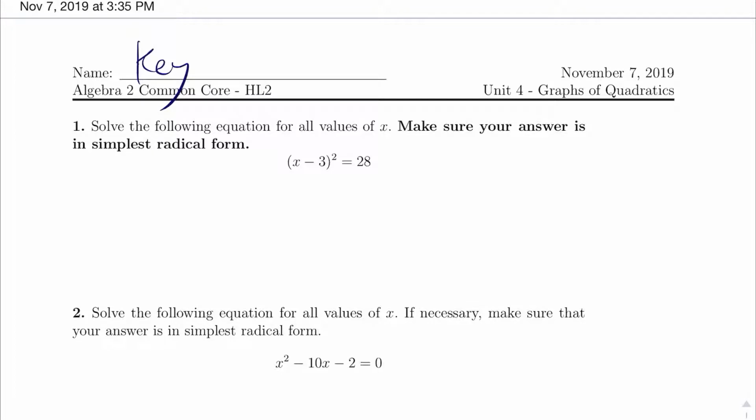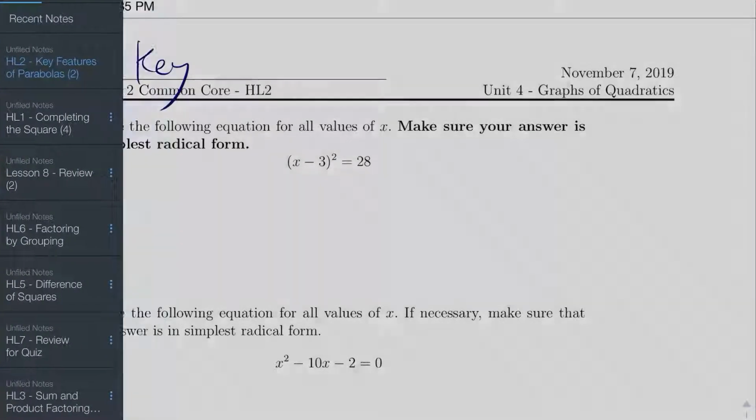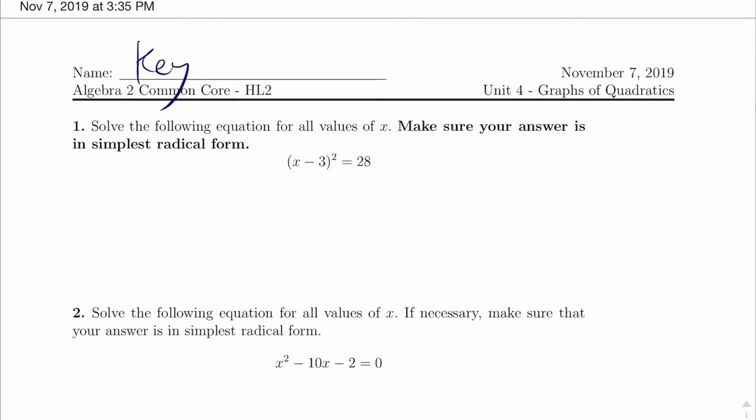Solve the following equation for all values of x. Make sure your answer is in simplest radical form. To solve this problem, it's set up perfectly for us. We're going to take the square root on both sides to cancel the square, and we get x is equal to, and I'm going to fast forward a little bit. We know we're going to add 3 on both sides, plus or minus square root of 28.